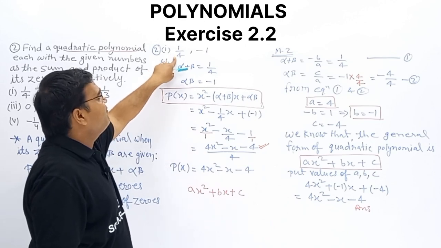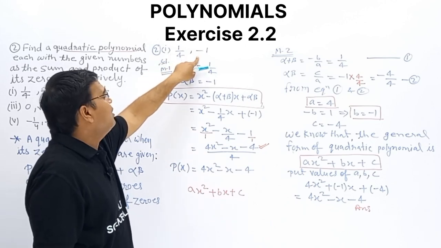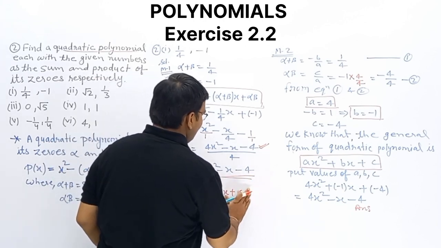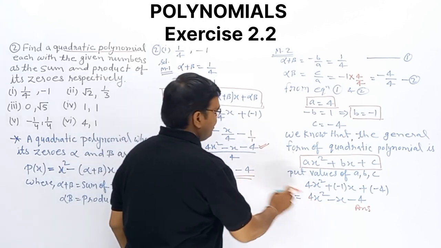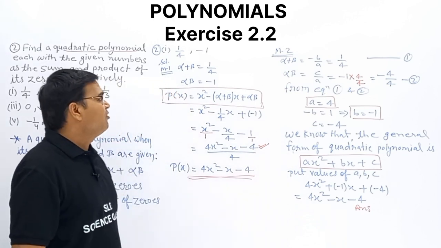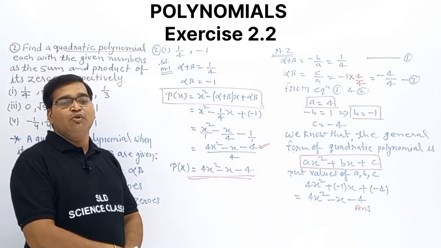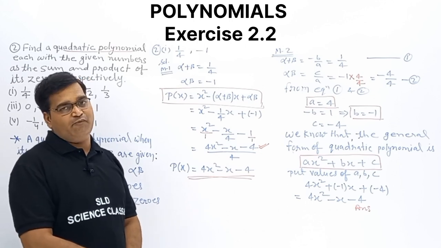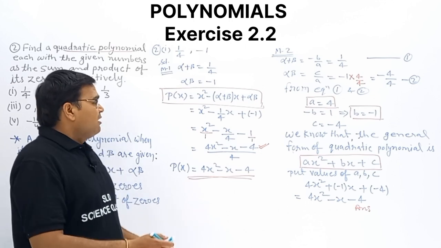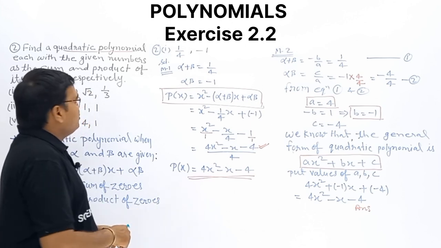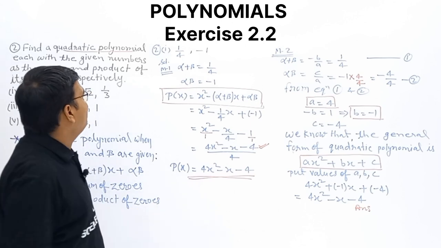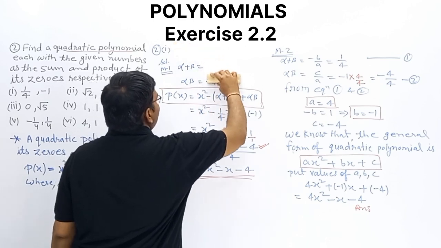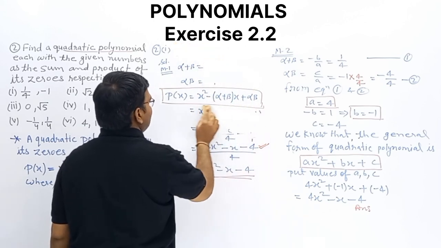This is the quadratic polynomial for the sum of the zeros 1 by 4 and the product of the zeros minus 1. So both results are the same. We can follow any one method, whichever you are comfortable with, and you can find the quadratic polynomial. Now I am taking the next question. Observe.